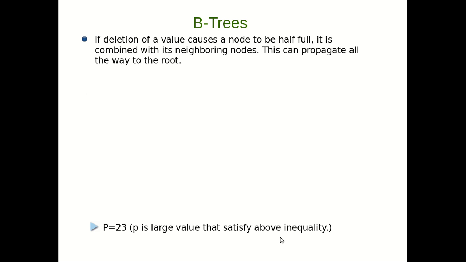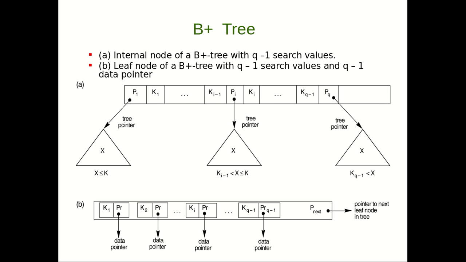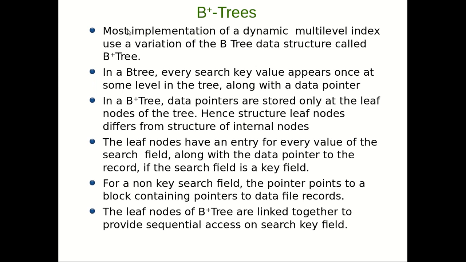Now let us see B plus tree. In a B tree, every search key value appears once at some level in the tree along with the data pointer. But in B plus tree, the data pointers are stored only at the leaf nodes of the tree. Hence, the structure of the leaf node differs from the structure of internal nodes. The leaf node has an entry for every value of the search field along with the data pointer to the record if the search field is a key field. For a non-key search field, the pointer points to a block containing pointers to the data file records.